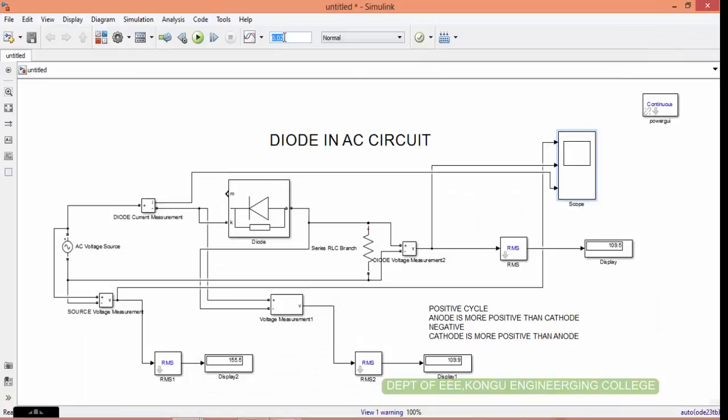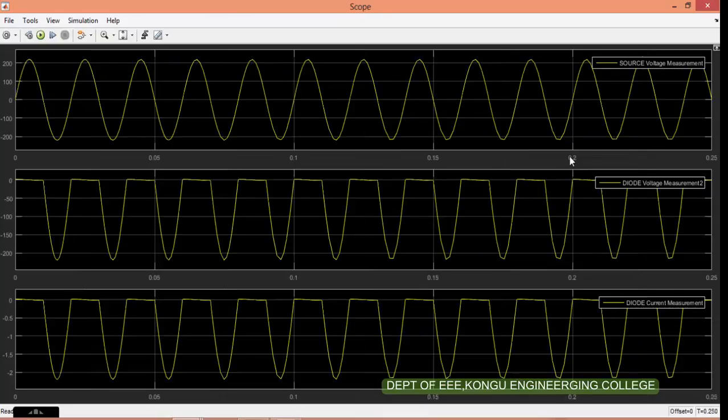Again, let us change the simulation runtime to a different value, and now let us see again. Here also you can see that at the output you are having only the negative cycle. The positive cycle has been clipped by the diode because during the positive cycle the cathode is more positive than the anode, and during the negative cycle the anode is more positive than the cathode. This is reverse bias, this is forward bias.